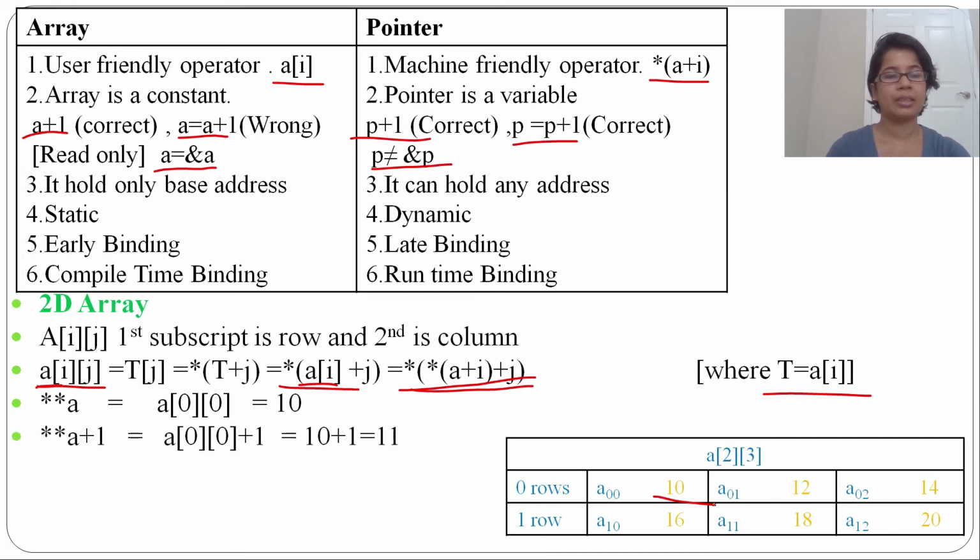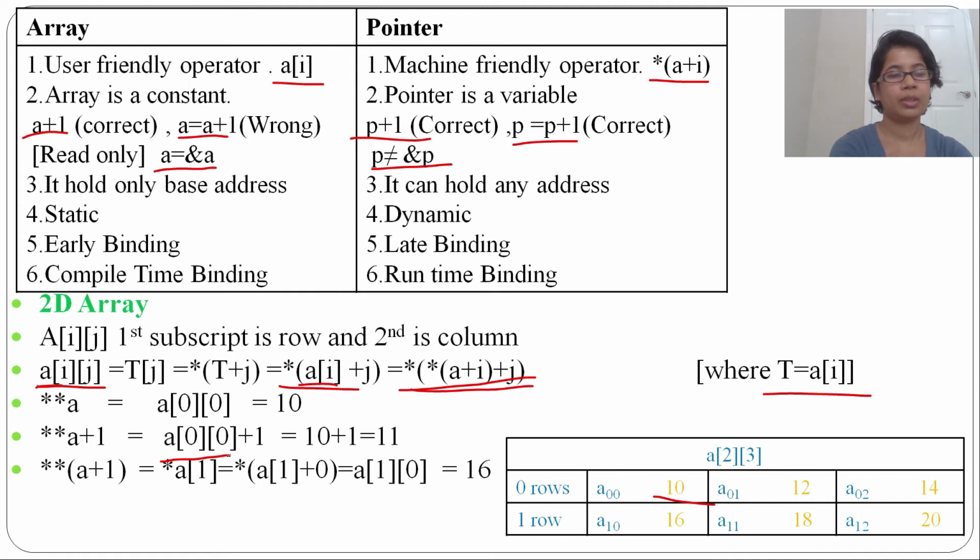Next, *(a+1). So *a is a[0][0] plus 1, that is 10 plus 1, 11. Then **(a+1): just from the second asterisk, a+1 will be a[1]. So *a[1] you can write as a[1][0], that is 16. This part *(a+1) is a[1], then for the other asterisk you can write a[1]+0, so you can simply write a[1][0], that is 16.